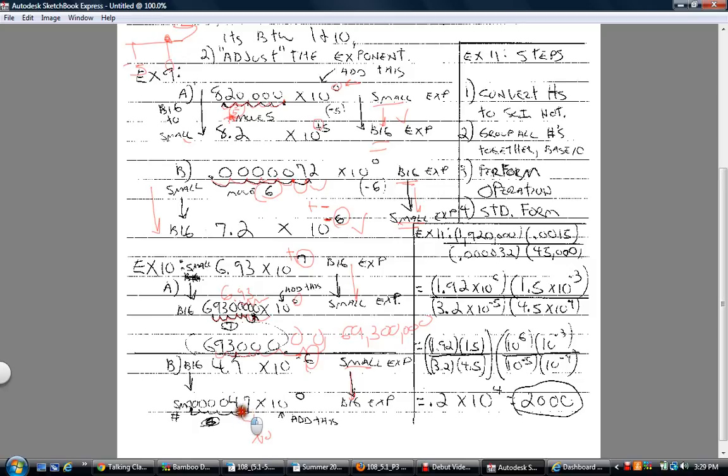You turn around, come back to the original, and now you know you're going to the left 6 places. So draw yourself a bunch of zeros and then start counting. 1, 2, 3, 4, 5, 6. Final answer, 0.000047.